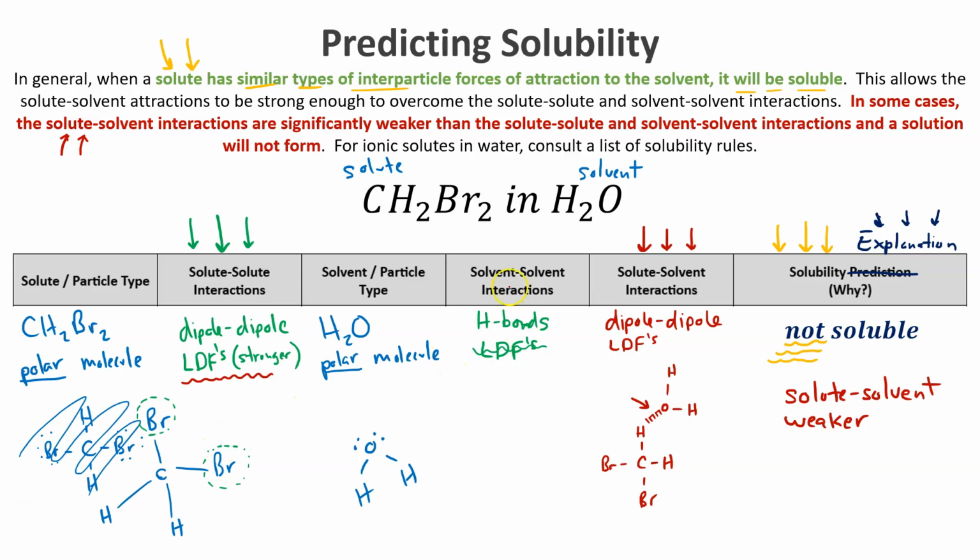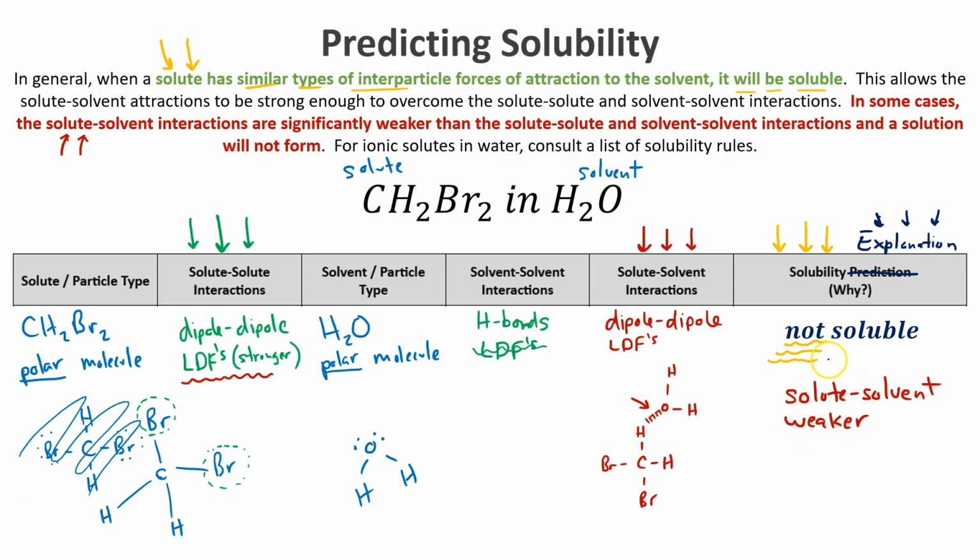If we do the same thing, looking at the solvent-solvent interactions, which are hydrogen bonds, well known to be among the strongest types of interparticle forces. So my solute-solute interactions are these strong LDFs. My solvent-solvent interactions are these strong hydrogen bonds. My solute-solvents are just dipole-dipoles and LDFs, which indeed are going to be weaker than both of the things I've listed so far, and that is what your explanation would reference here.